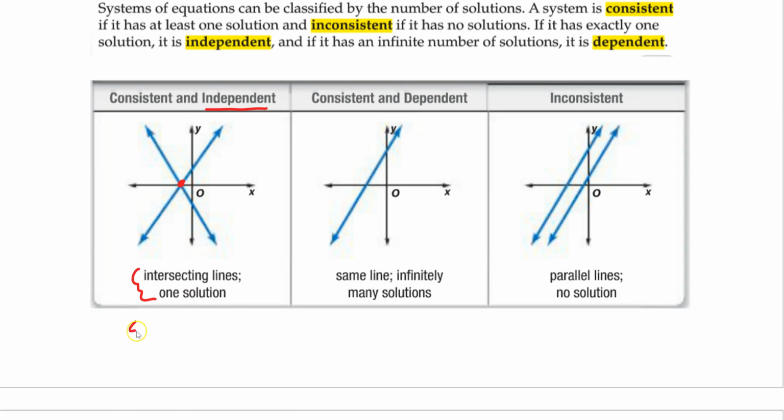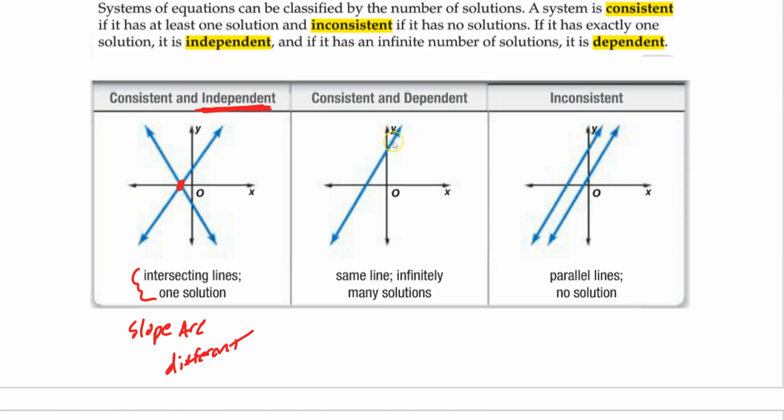This happens when the slopes are different. If your slopes are different, you always have lines that intersect. So we call that independent. Consistent, independent. Consistent means you have a solution. So we just focus on the independent. Independent means you have only one solution.